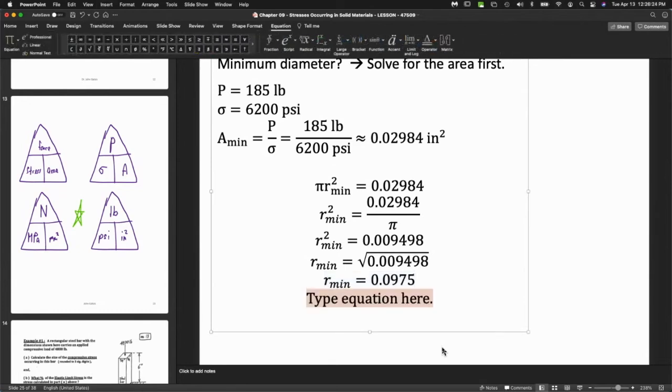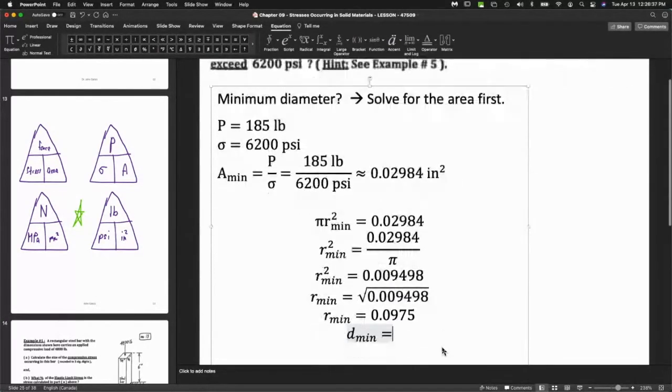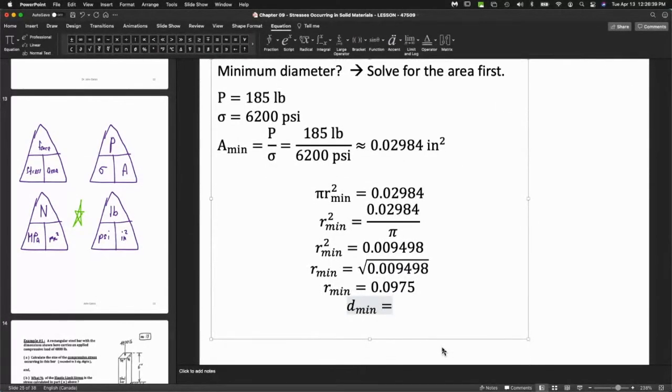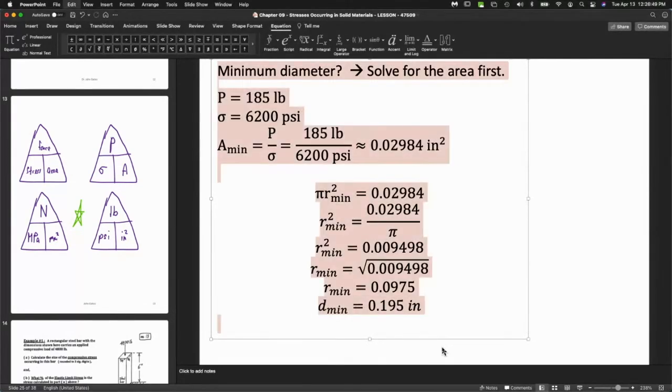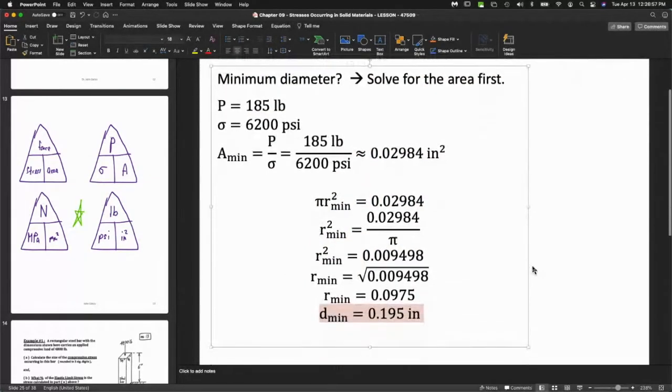The question wants the minimum diameter. So you should know to multiply by 2 there. And here's the fun part. We want the minimum diameter, so we're going to multiply that by 2. When you multiply that by 2 on your calculator, what do you get? 195 inches. Someone confirm that they have this at the end? Awesome.